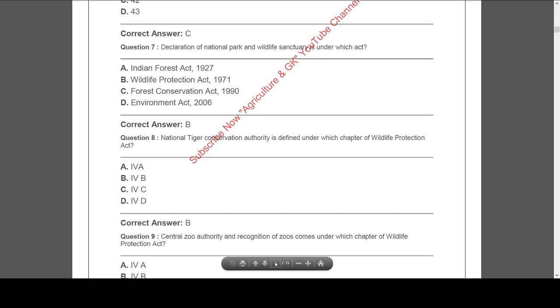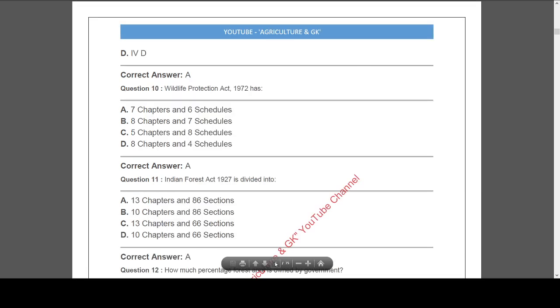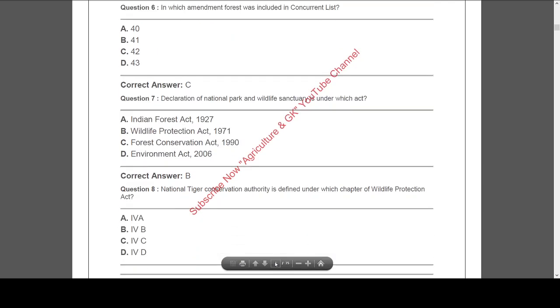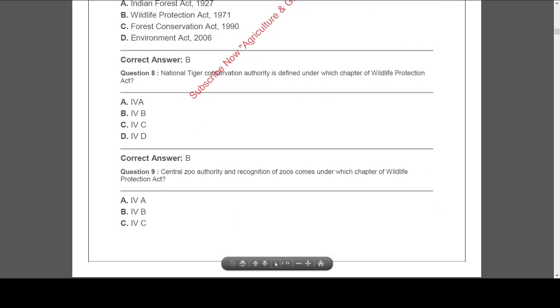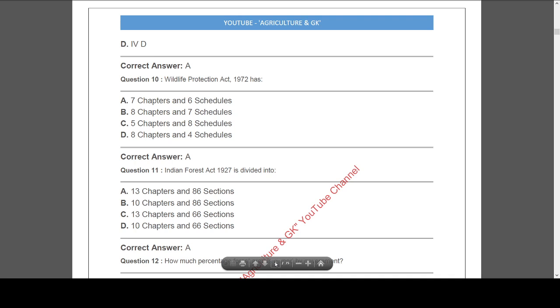National Tiger Conservation Authority is defined under which chapter of Wildlife Protection Act? It was under 4B. Central Zoo Authority and recognition of zoo came under which chapter of the Wildlife Protection Act? It was under option A, that is 4A. Wildlife Protection Act 1972 has how many chapters and schedules? It is having 7 chapters and 6 schedules. Indian Forest Act 1927 is divided into 13 chapters and 86 sections.